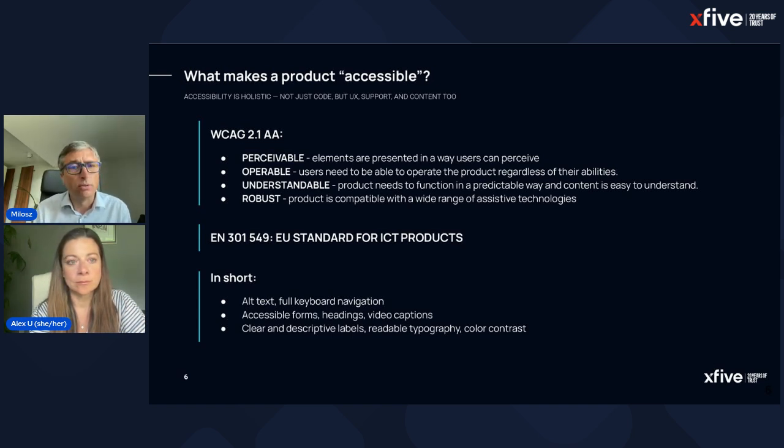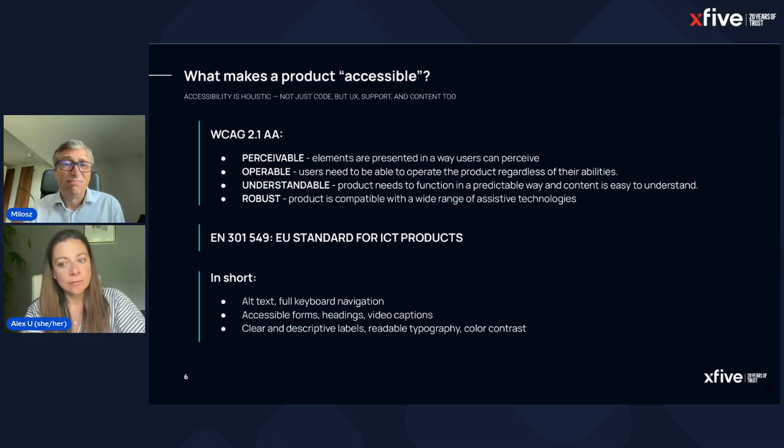The EAA relies mainly on the standard WCAG 2.1. We'll talk about that later on. It has 4 main principles that you can see here: to be perceivable, operable, understandable, and robust. Practically, it means things like full keyboard navigation, proper use of headings and alt text, form accessibility, video captions, good contrast, and readable type.